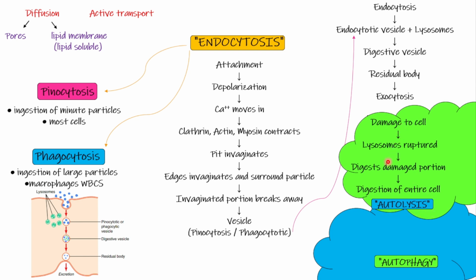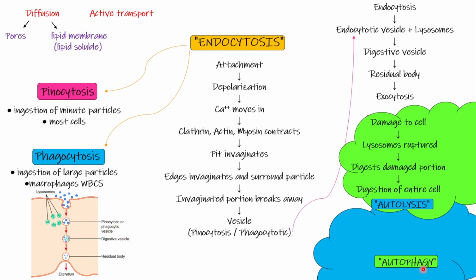Whenever a cell is damaged, the lysosomes rupture and their enzymes come out of their barrier, and these enzymes start eating the cell. So this is known as self-eating or self-lysis or autolysis. Now what is autophagy? Autolysis is a pretty uncontrolled phenomenon because it starts with damage to the cell. Autophagy, as compared to autolysis, is a pretty controlled thing.